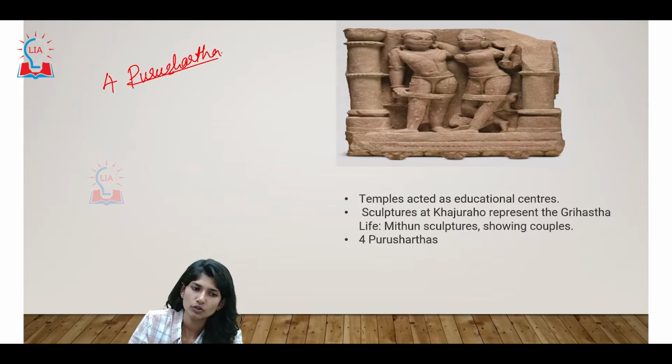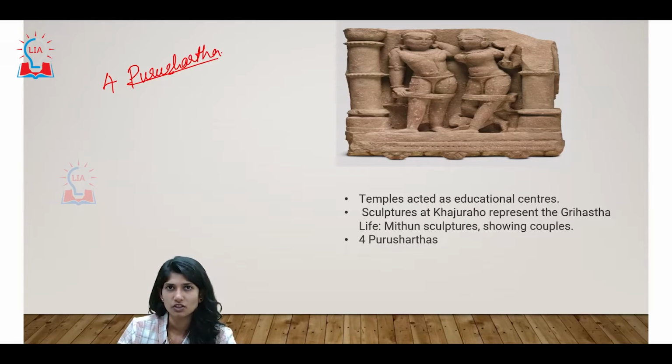What are the 4 Purusharthas? Brahmacharya, Grihastha, Vanaprastha, Sannyasi. Brahmacharya is your student life. Grihastha is your family man. Vanaprastha is a forest dweller. Sannyasin is one who leads a monk's life. Okay, basically, the cycle of life.